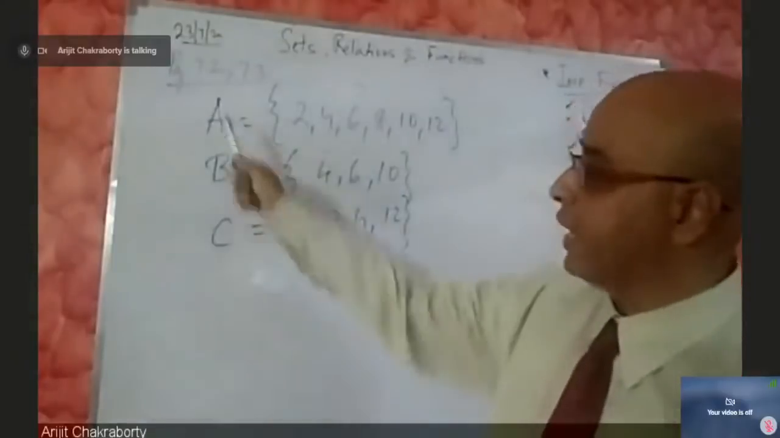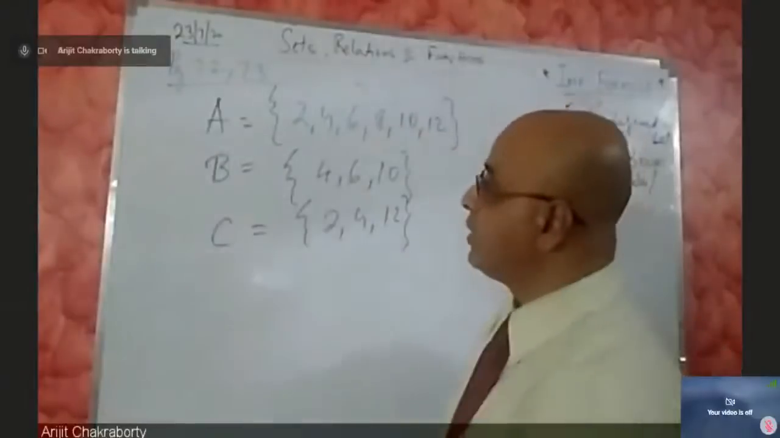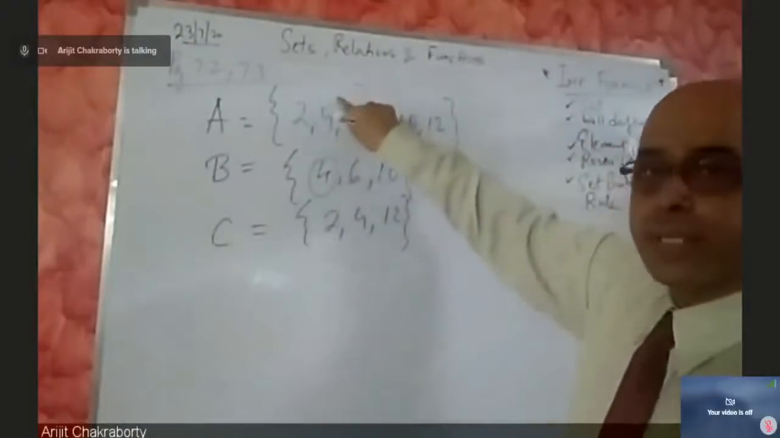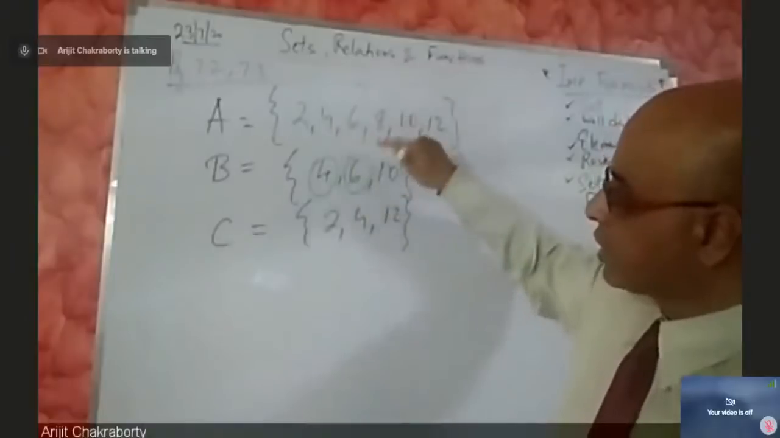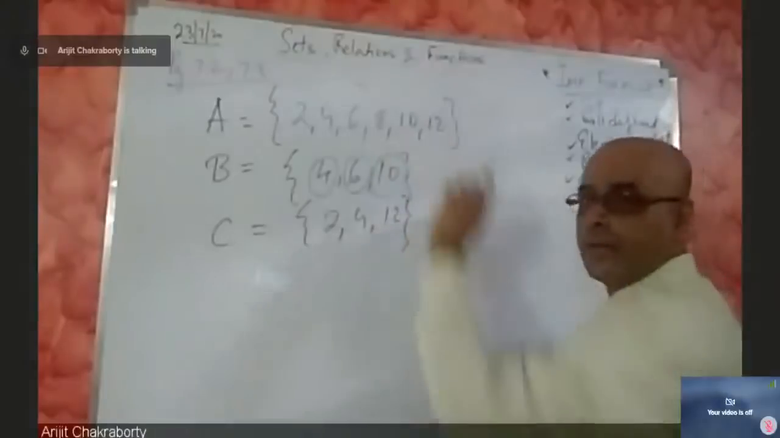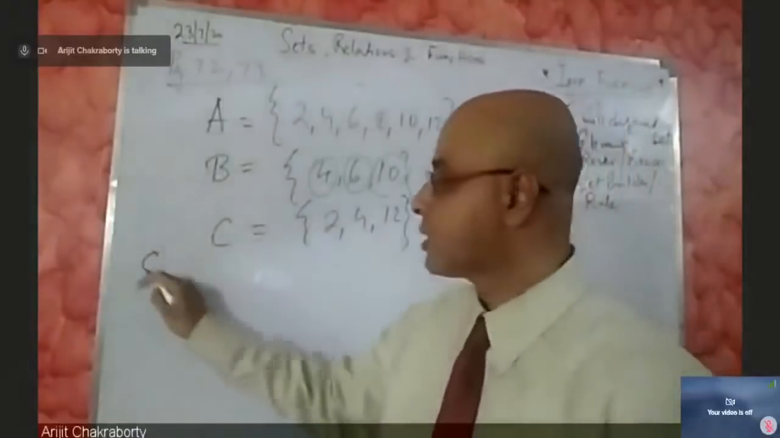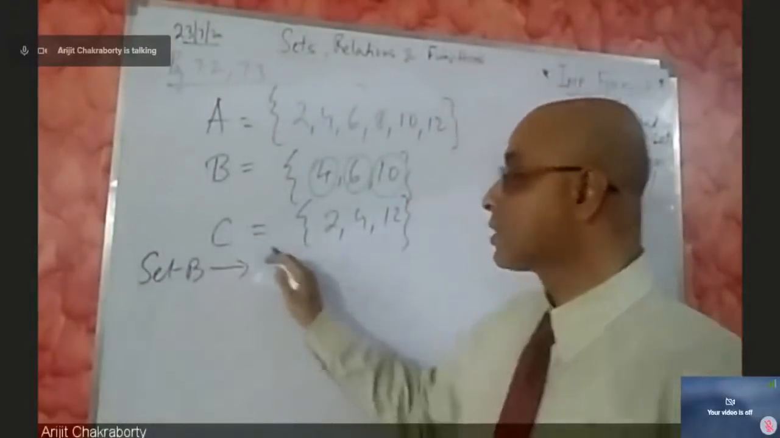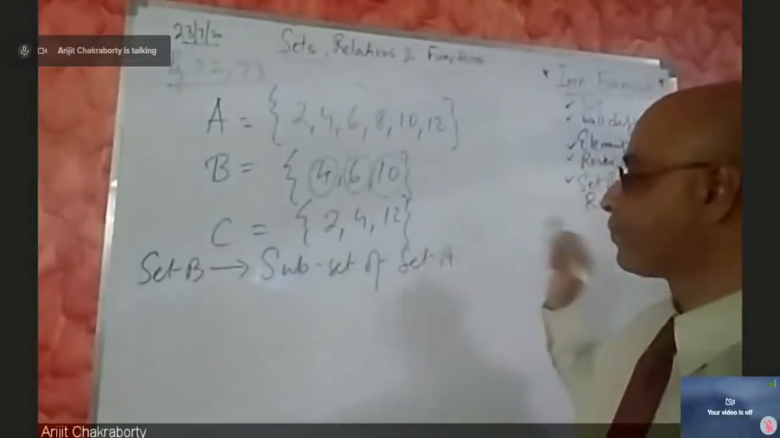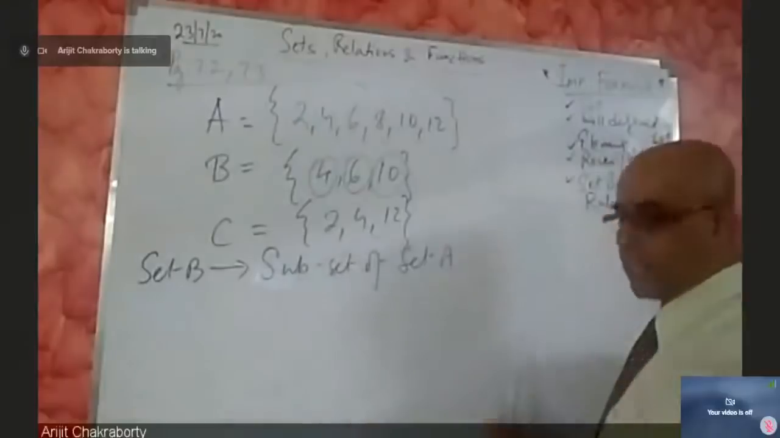First, let us concentrate on A and B. Please see that every number which is there in set B, 4, is also there in set A. 6 is also there in set A. 10 is also there in set A. So we say that set B is a subset of set A. Please note this. Set B is a subset of set A.